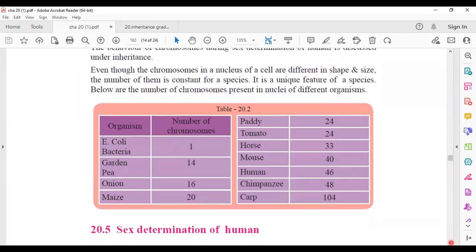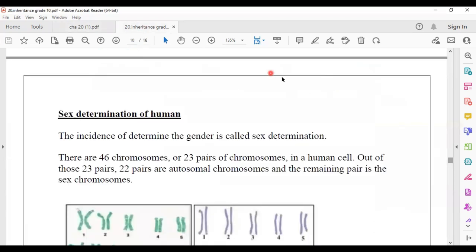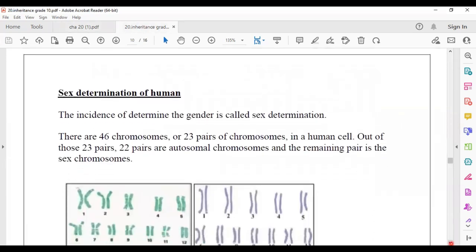You should remember these numbers. E. coli bacteria, there's only one chromosome inside that one nucleus. Garden pea, 14. Onion, 16. Maize, 20. Tomato, 24. Paddy, also 24. Horse, 33. A mouse, 40. Human, 46. Chimpanzees, 48. A calf, 104. Sex determination of human is the next part.